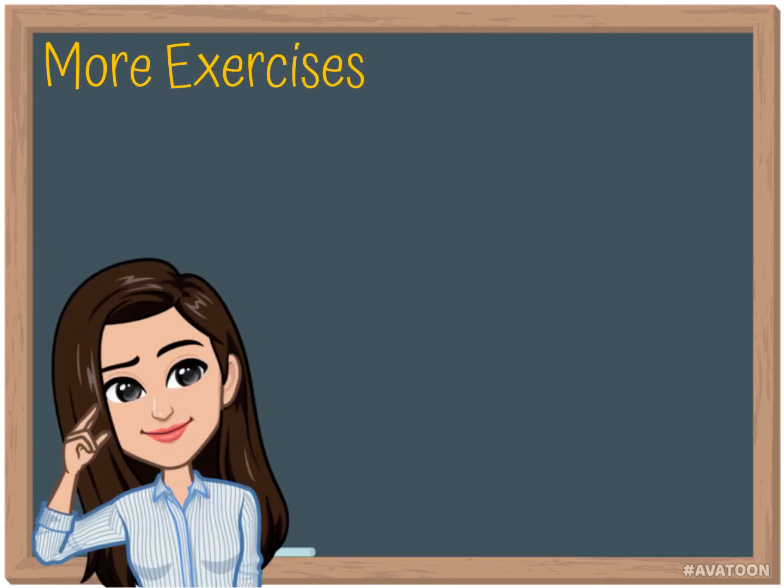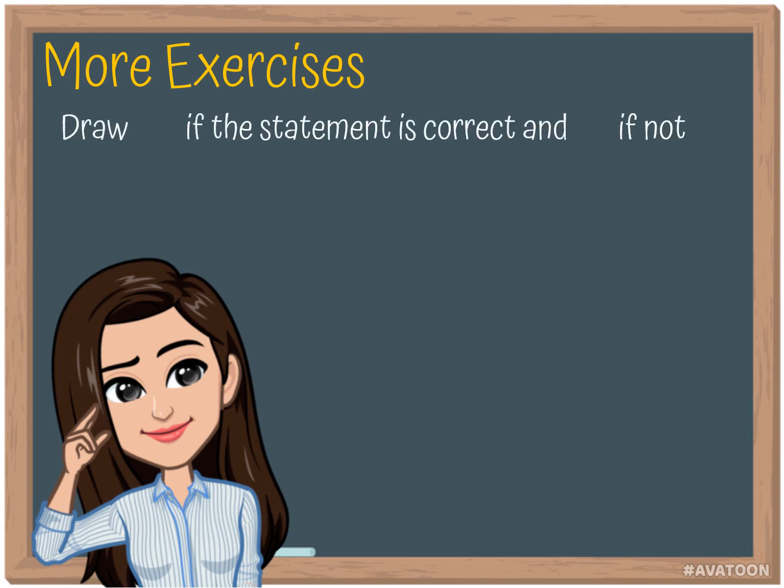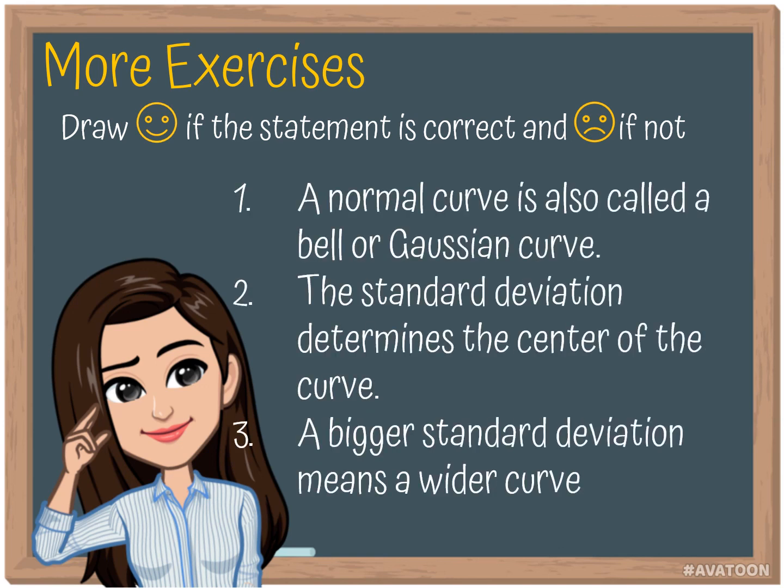Good job! Now, let us have more exercises. Draw a smiling face if the statement is correct and a sad face if not. Number 1. A normal curve is also called a Bell or Gaussian curve. Number 2. The standard deviation determines the center of the curve. Number 3. A bigger standard deviation means a wider curve.